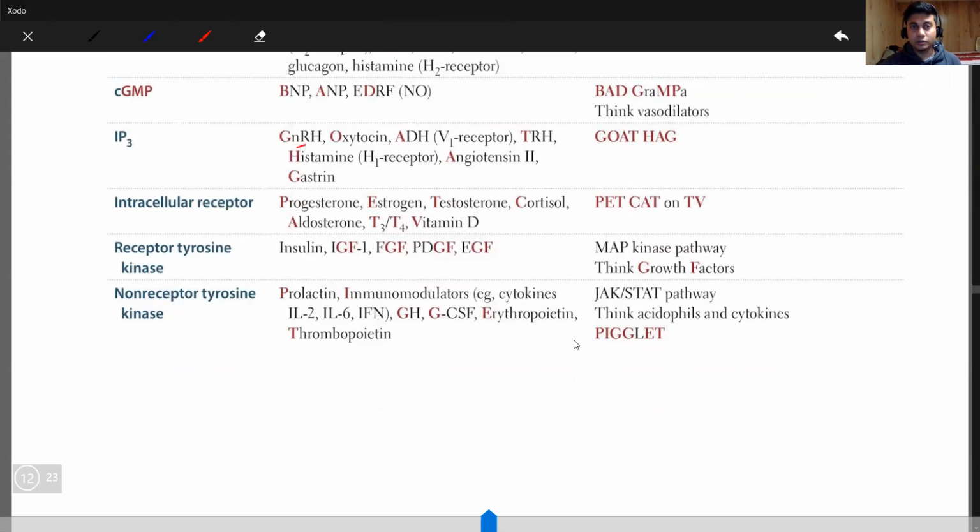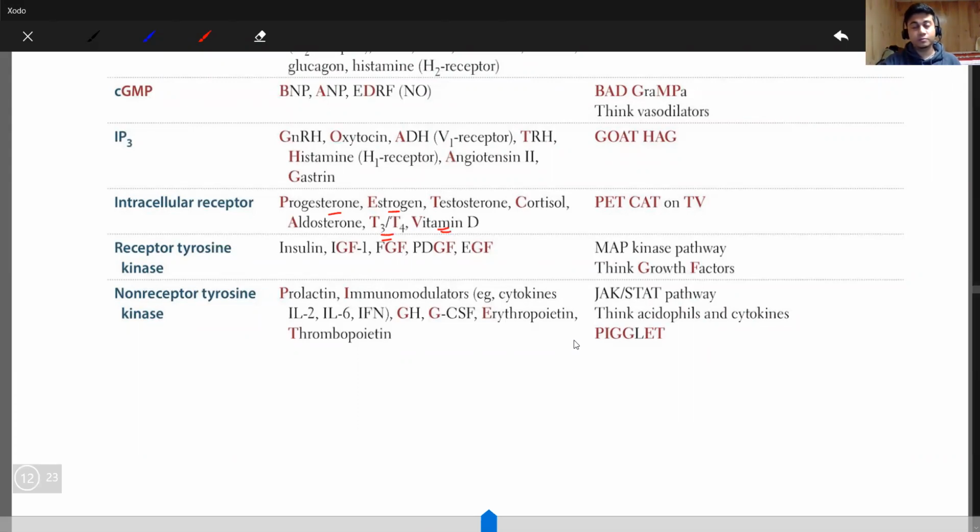As you can see, gonadotropin releasing hormone, oxytocin, and ADH follow the IP3 pathway. Then there are some receptors that are intracellular receptors, as I told you earlier. Some molecules can cross the cell membrane and their receptors are inside the cell. Those molecules, progesterone, estrogen, thyroid hormone, or vitamin D, can cross the cell membrane and bind to a specific receptor inside the cell.